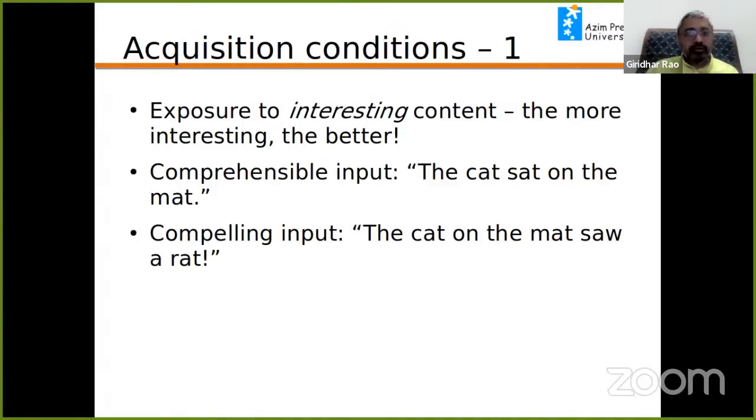So for example, you could say that the first sentence in the second bullet is comprehensible. It is understandable. The cat sat on the mat. Okay, it's understandable. There is no particular word difficulty here as a statement, but it's not compelling. It becomes compelling when there is a story attached, which is the last bullet point on this slide. The cat on the mat saw a rat. Now suddenly there is a story.